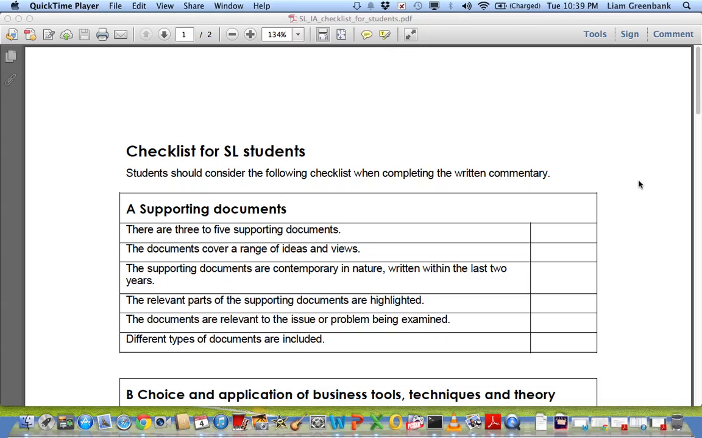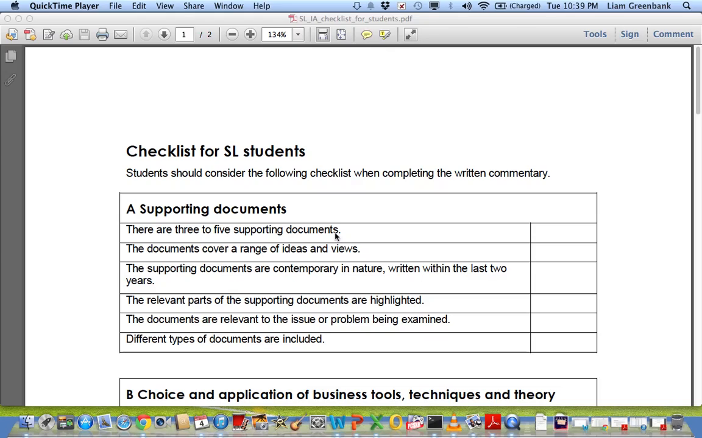criterion A, the supporting documents. Now this is very easy to gain marks on. If you look at some of the checklists, there are 3 to 5 supporting documents, so I've advised all of you to have 5 sources of information.